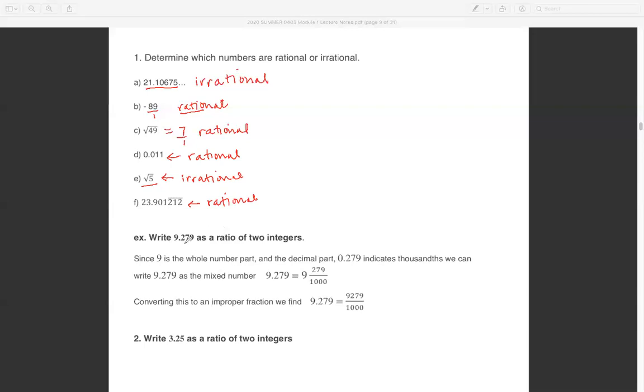Down here, we're writing 9.279 as a ratio of 2 integers. Since 9 is a whole number part, this is your decimal part. And this is to the thousands, that's tens, hundreds, thousands. So you can write that as 279 thousandths. So we have 9 wholes and 279 thousandths. Then we'll convert to an improper fraction. So we have 9 wholes cut into 1,000 pieces. So 9 times 1,000 is 9,000. Add the 279 pieces. That'd be 9,279 thousandths. So there it is written as the ratio of 2 integers.